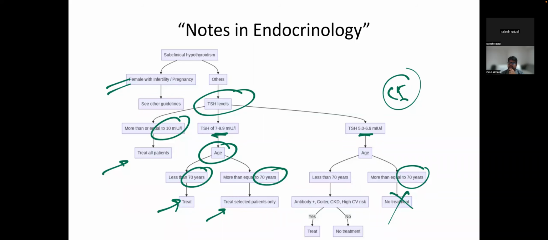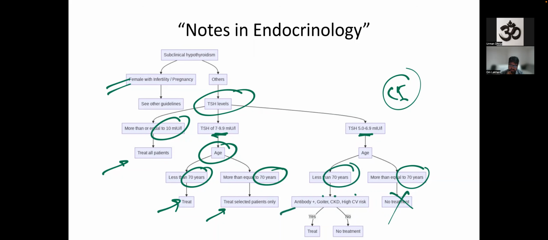So if you have age more than 70 years with TSH which is mildly elevated, you don't need to treat this patient. If it is less than 70, in that case, you need to check antibody, you need to see the presence of goiter, you need to look for whether the patient has CKD or high cardiovascular risk. We'll discuss all these points, right?